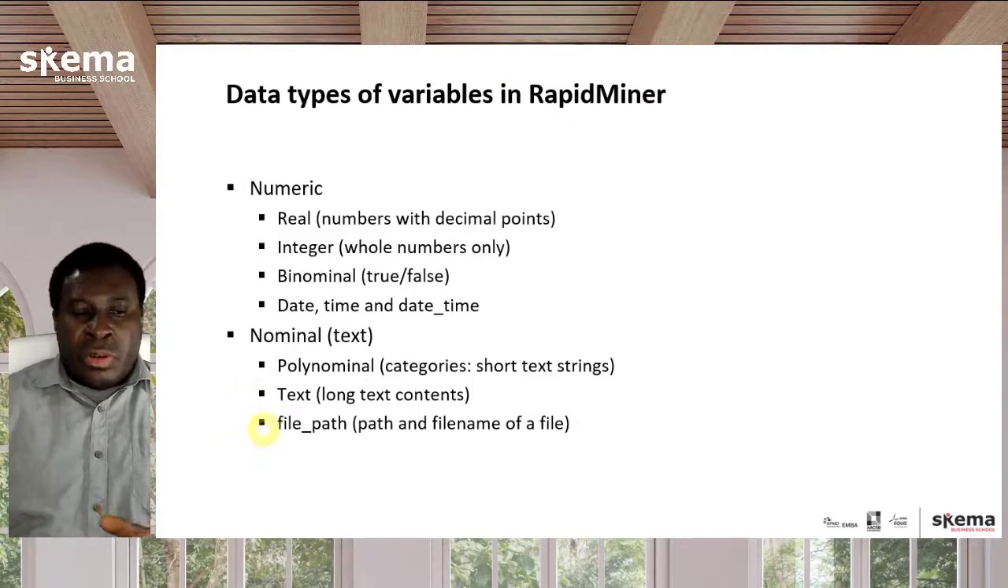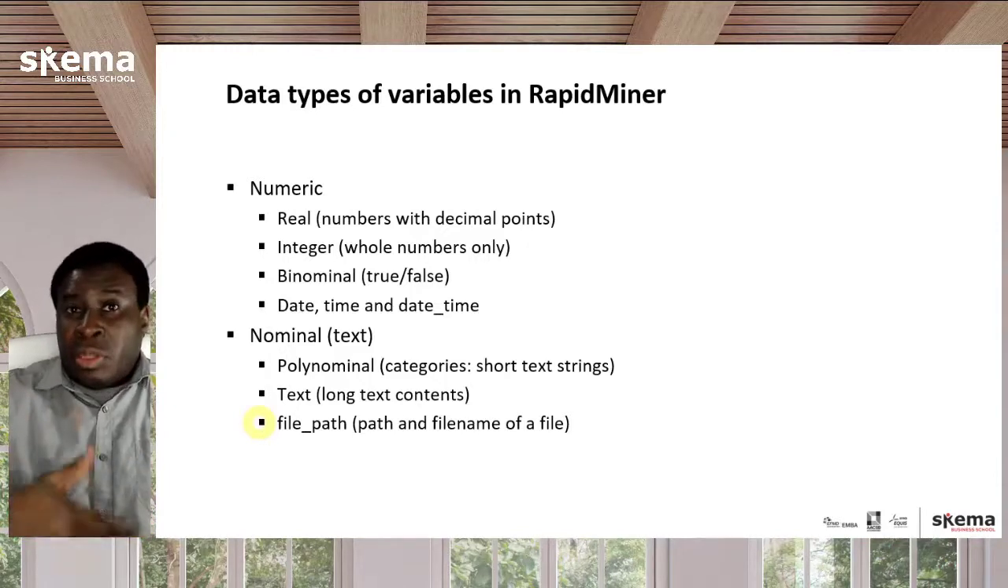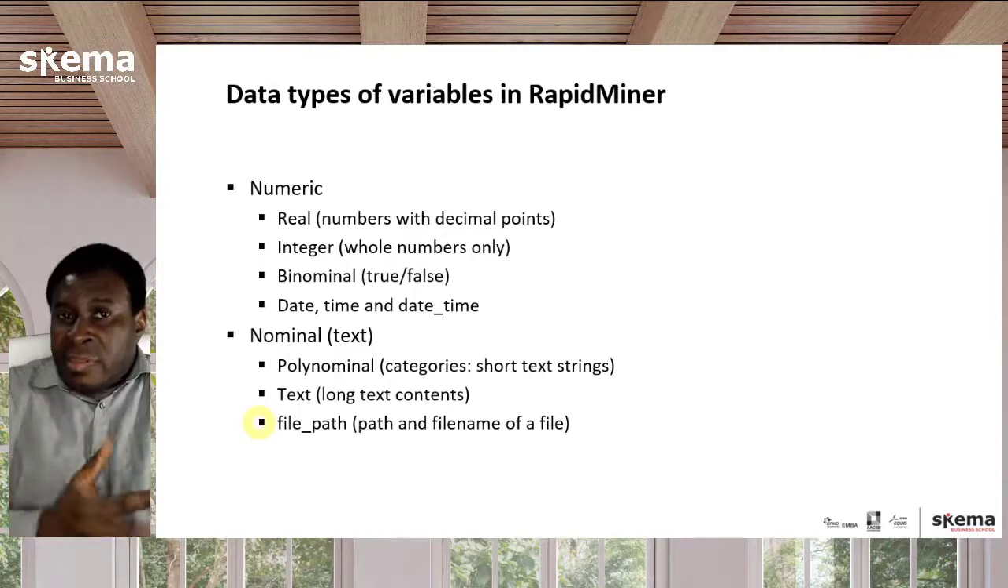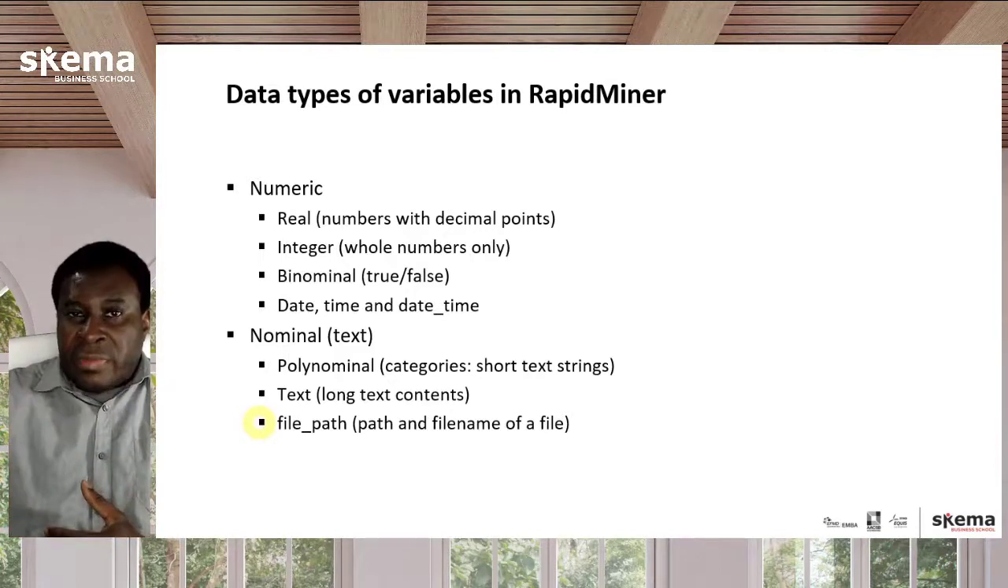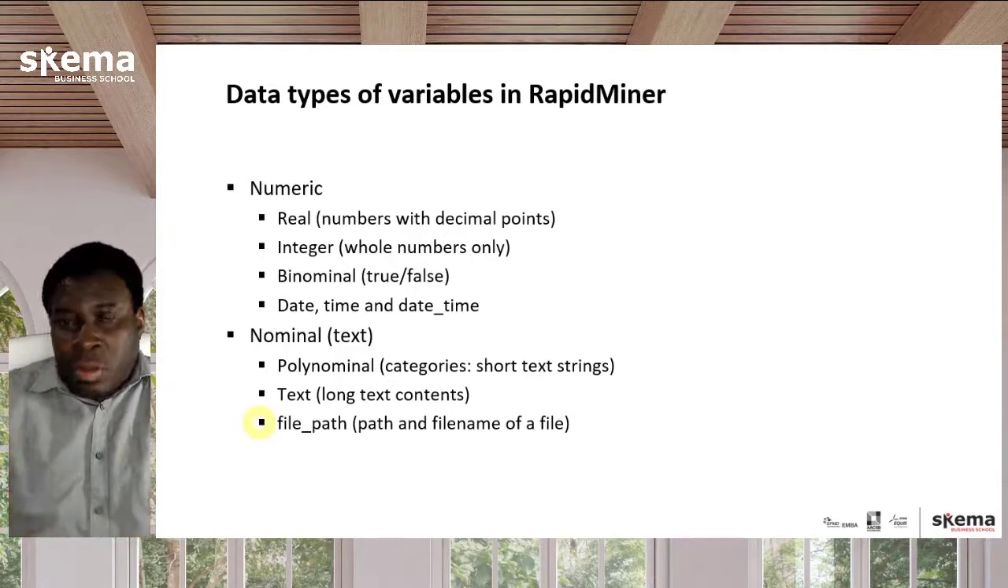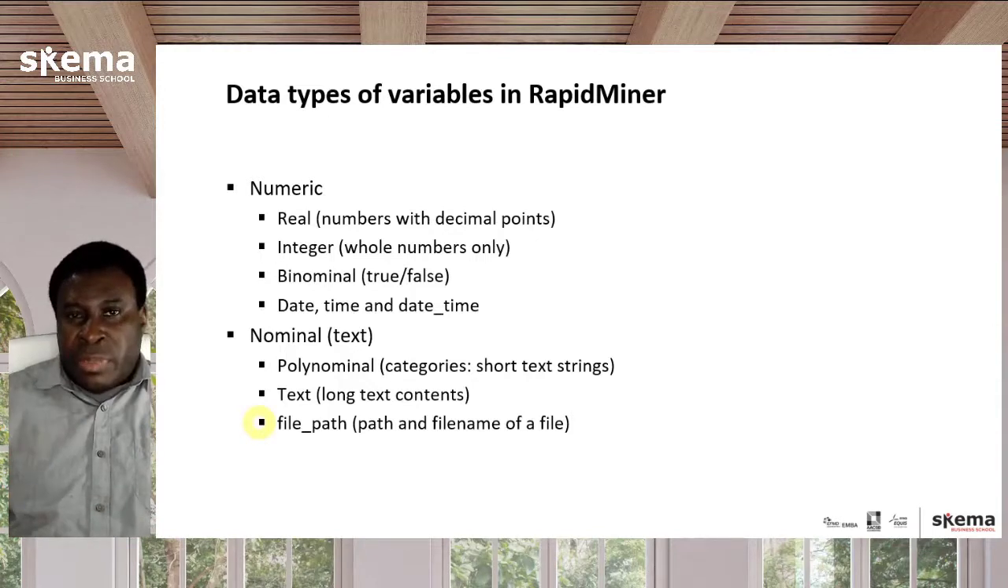Then the third major type of nominal data in RapidMiner is the file path, and that's basically the path of a file, or it might be the URL of a website, so a website link address. So that is the file path type, which means something. It's not the entity itself, but it's a location where you can identify a file that might have all kinds of information that might be useful. So these are the main data types of variables in RapidMiner.